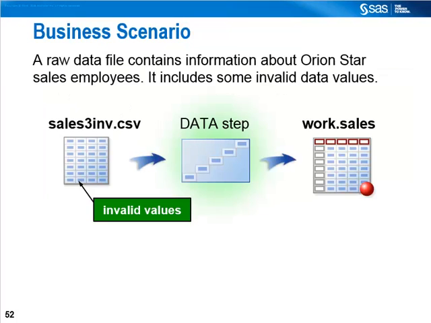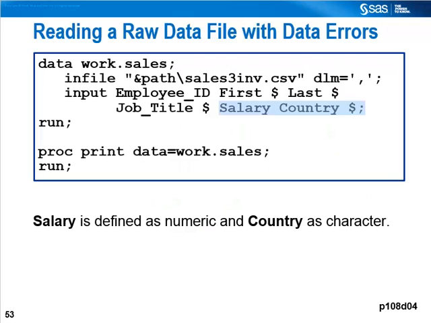Business scenario. A raw data file contains information about Orange Star sales employees. It includes some invalid data types. Let's look at the first part of our scenario, reading a raw data file and knowing that some of the variables need to be character and some need to be numeric. Reading a raw data file with a data error.